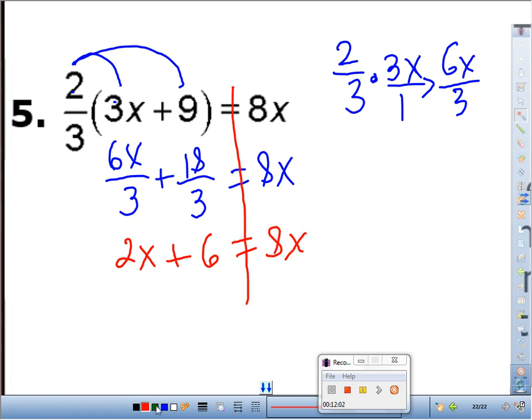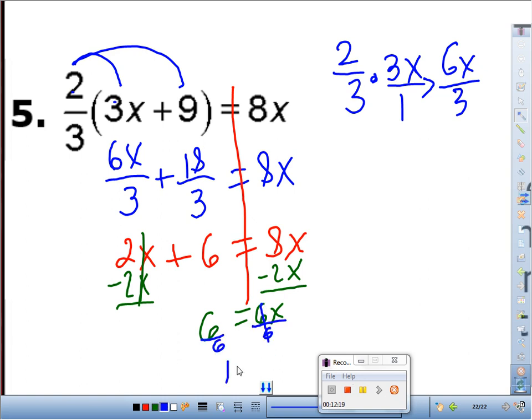Yes. Start with the smallest variable. What's my smallest variable? 2x, so I subtract 2x, subtract 2x. We're left with 6 equals 6x. My last step, divide by 6. 1 equals x. Yeah. Those are like simple numbers.